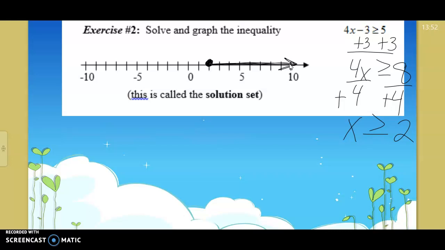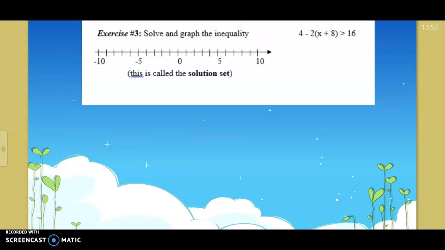All right. That one was pretty easy. Let's take a look at the next one, which has got the distributive property in there. You know, sometimes I like to sprinkle in a little difficulty. So we got 4 minus 2 times x plus 8 greater than 16. I know it's tempting to subtract 4 and 2, but don't do it. Can't do it. Got to distribute first.